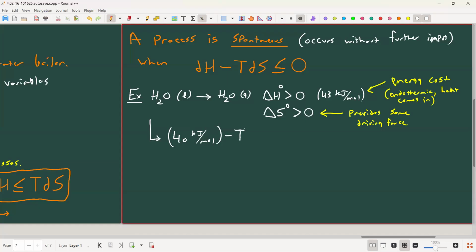Okay, so when dH minus TdS is positive, the cost is greater than the benefit in this case, and therefore it's not spontaneous. Well, this is the cost. And this is the available balance of energy in the system.